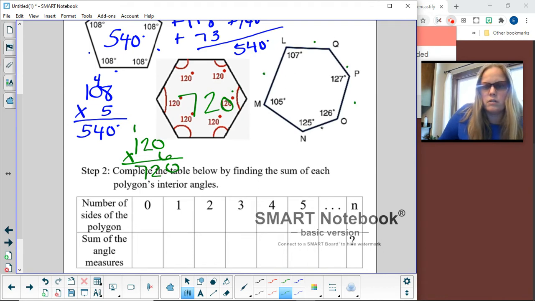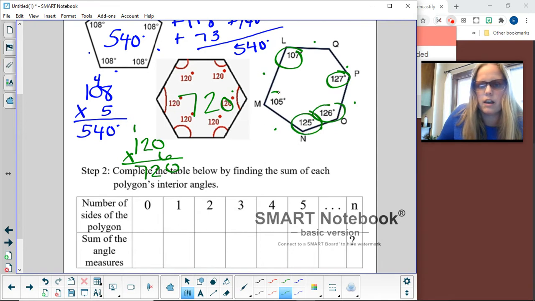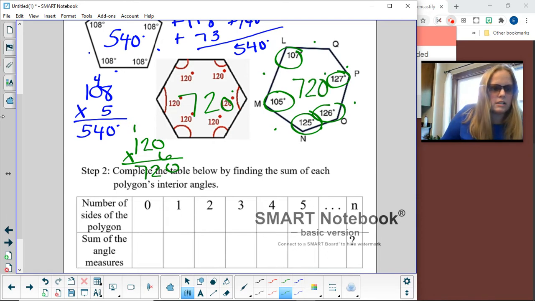1, 2, 3, 4, 5, 6. This one also has 6 sides, so another hexagon. It's just not equiangular. So if we add 107, 127, 126, 125, and 105, what do you think we will get? That is correct, 720.